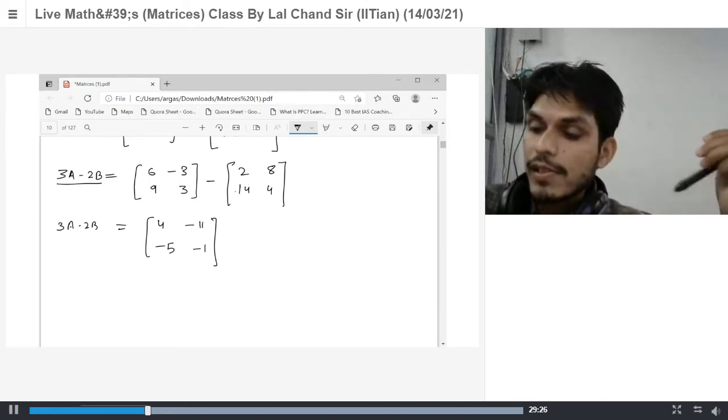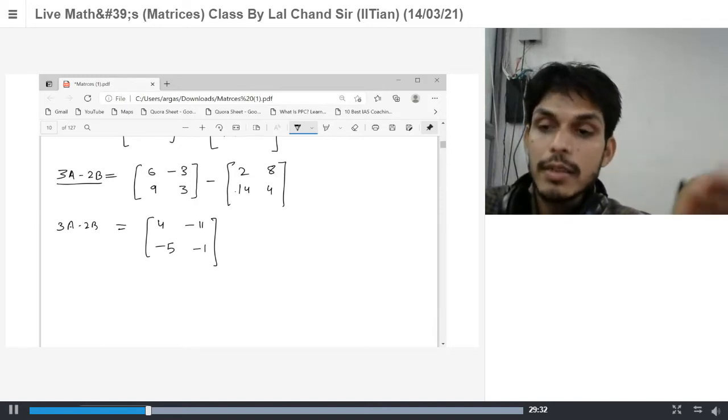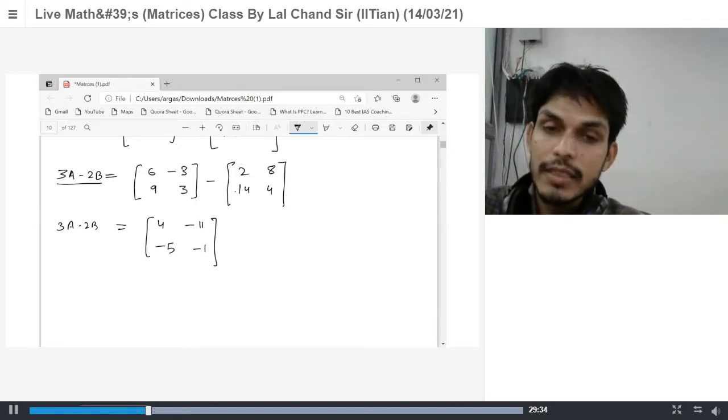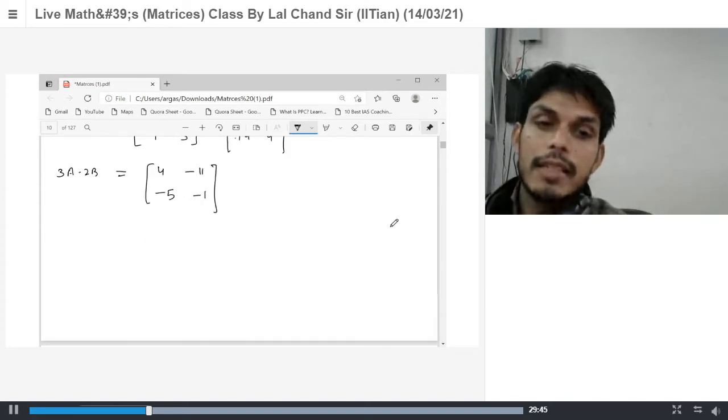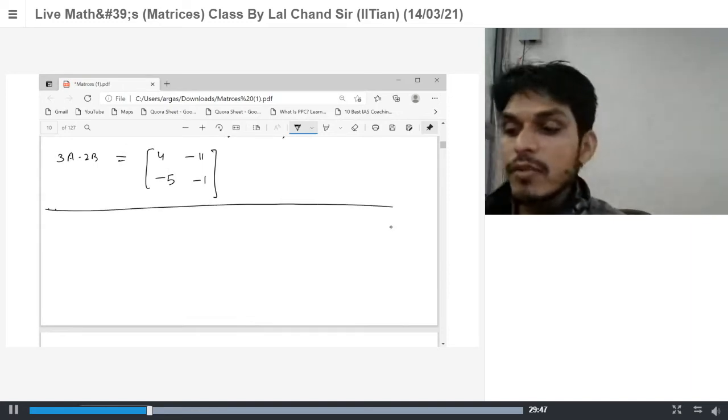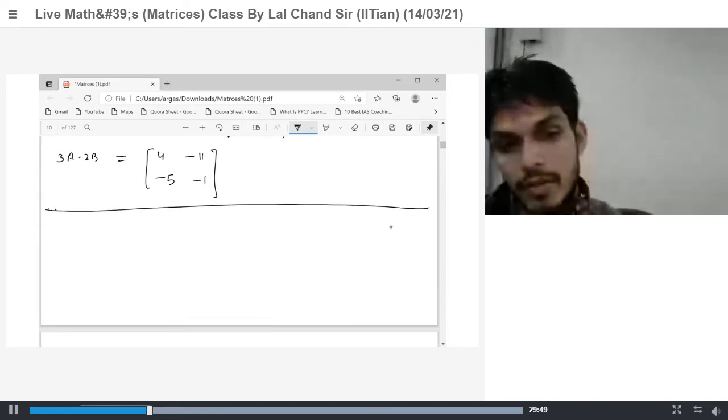Okay. So this is clear to you: addition, subtraction, basic operations. Alright. So the next thing in algebra is multiplication of two matrices. This is very important.